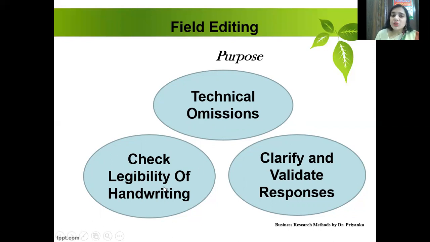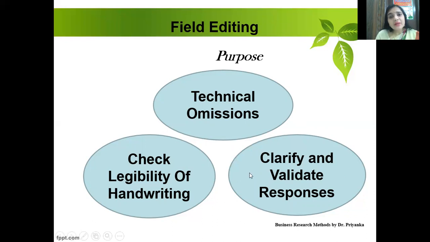Then check legibility of handwriting. Sometimes we do not understand the handwriting of the interviewer who has recorded the responses. For that also we go for editing, so as to get it done as soon as possible. And this is done by the interviewer himself, right? So he can easily do it, because once the questionnaires are in the hands of somebody else, they might not be able to recognize the handwriting, and the interviewer knows it. That is why he will do it better.